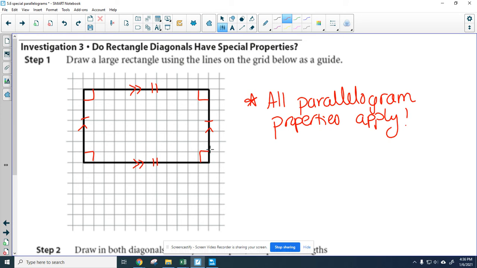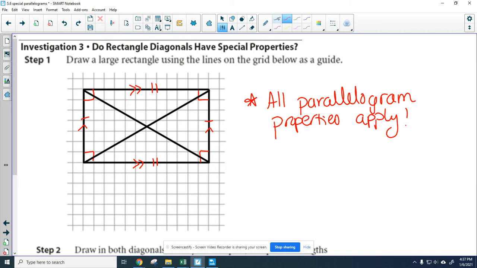They're just 90 and 90, right? We've got lots of 90 and 90 pairs going around there. What's new with a rectangle, if we put the diagonals in there, and I don't know about you, but as I'm drawing these, I can kind of feel that they are congruent to each other. So go ahead and measure these 2 diagonals.